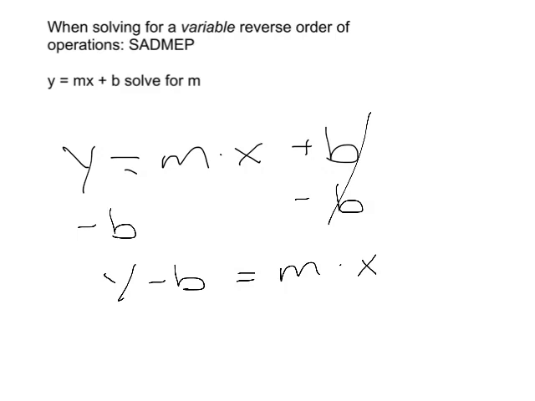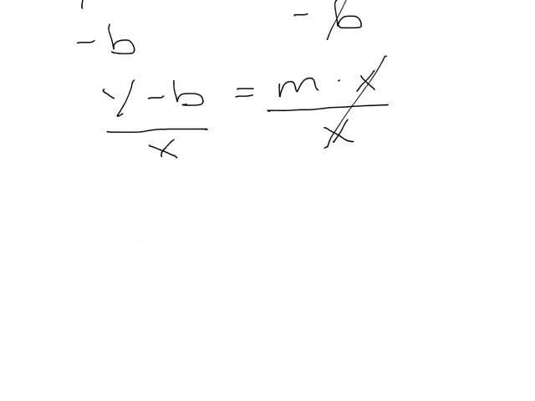Okay, at this point, now I can just do the opposite of the multiplication, which is division. I can divide both sides by x. The x cancels out. And I'm left with this as my correct final answer.